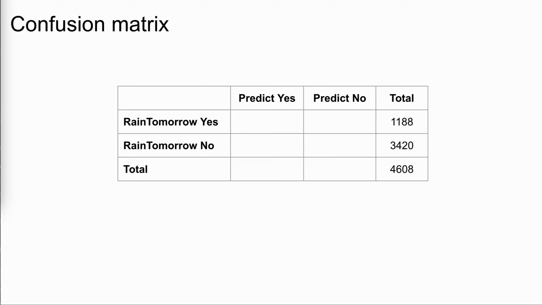To begin, the total column indicates that our dataset includes data on 4,608 total days. It rained on 1,188 of these days, and it didn't rain on the other 3,420. Just as we did for the 6 example data points earlier, we can examine the predictions for all 4,608 days of data. Let's start with the 1,188 days on which it did actually rain. The model correctly predicted rain on 625 of these days, but incorrectly predicted no rain on the other 563. That is, there are 625 true positives and 563 false negatives.